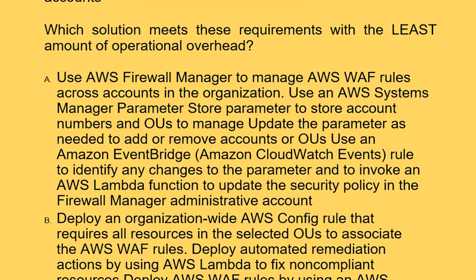Option A, use AWS Firewall Manager to manage AWS WAF rules across accounts in the organization. Use an AWS Systems Manager parameter to store account numbers and OUs to manage, and update the parameter as needed to add or remove accounts or OUs. Use an Amazon EventBridge, that is Amazon CloudWatch Events, rule to identify any changes to the parameter and to invoke an AWS Lambda function to update the security policy in the Firewall Manager administrative account.